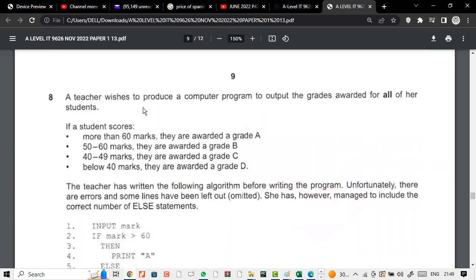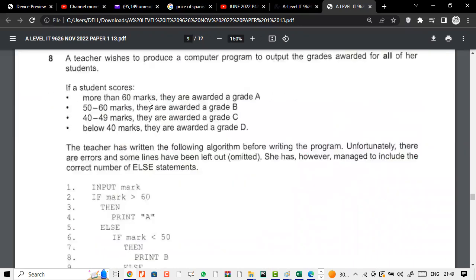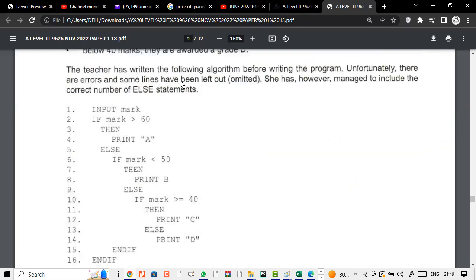A teacher wishes to produce a computer program to output grades awarded to all of her students. If a student scores more than 60 marks, they are awarded A, 50 to 60, B, 40 to 49, C, below 40, D. The teacher has written the following algorithm before writing the program. Unfortunately, there are errors and some lines have been left out or omitted.